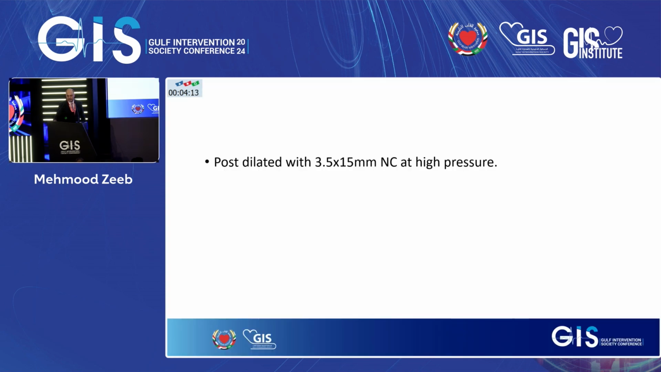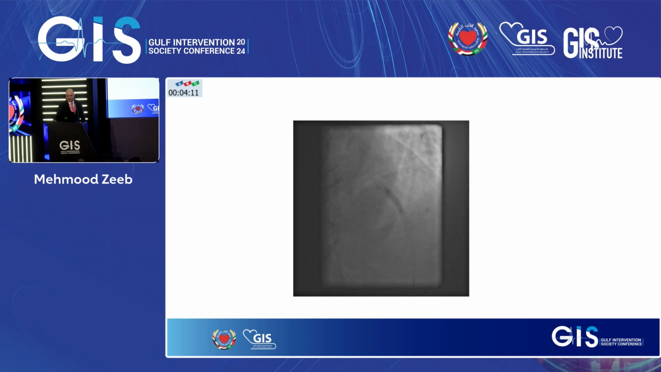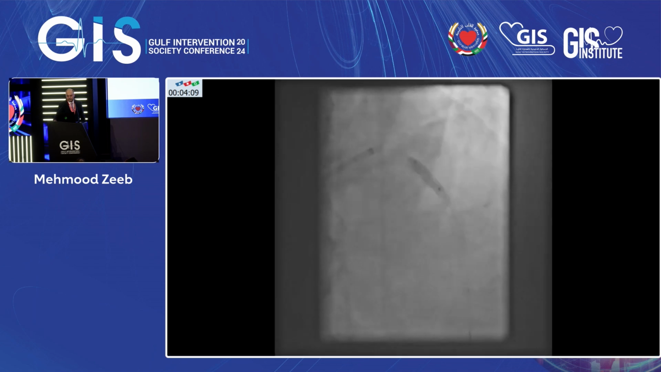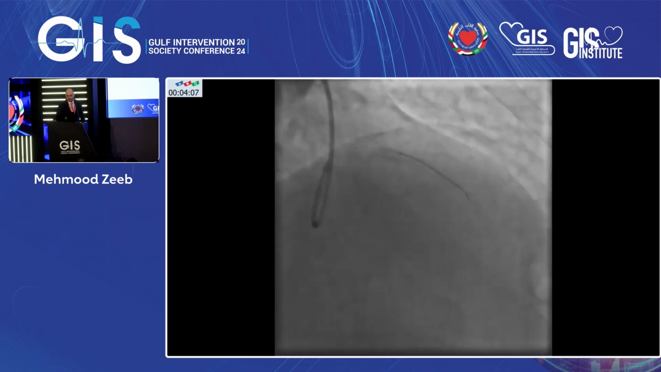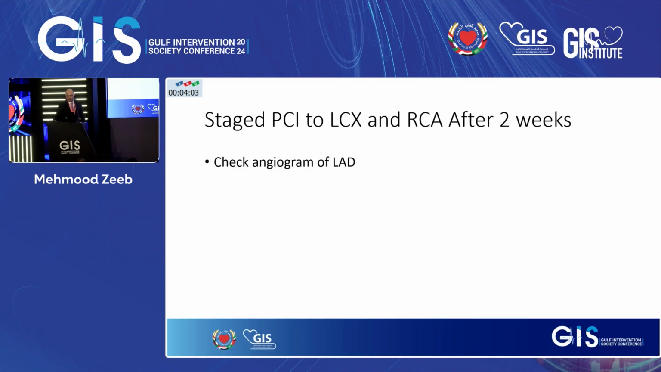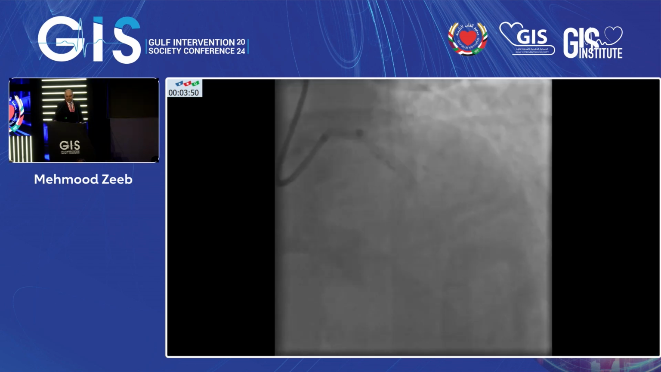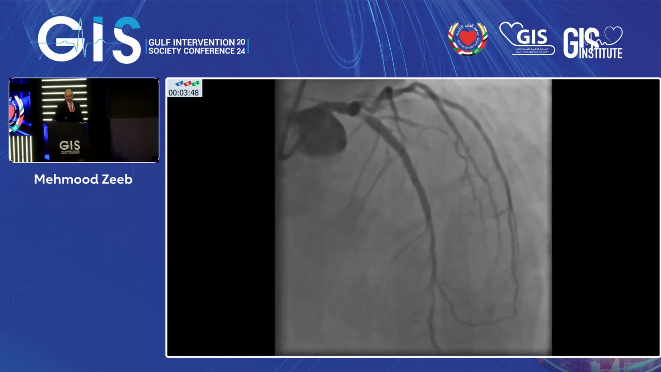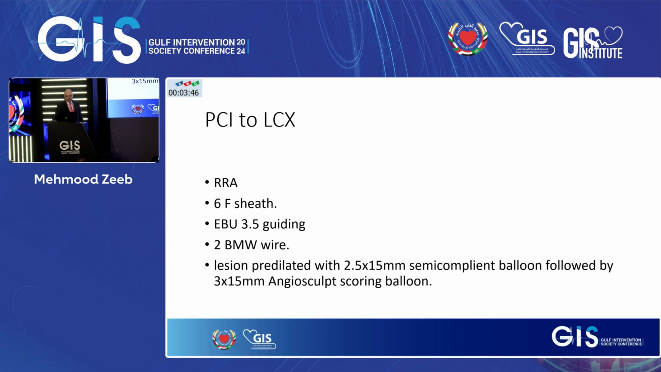And then I post-dilated the stents with an NC balloon. And this was the final result. Then I brought the patient back for staged PCI to the circumflex and right coronary artery, which was more challenging, especially the right coronary artery, which you will see in a few minutes. Check angiogram of the LAD showed a good result there. And PCI to the LCX was performed.